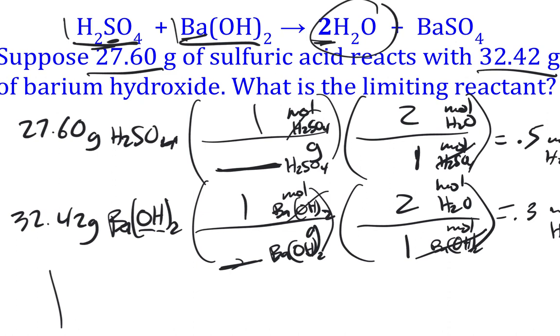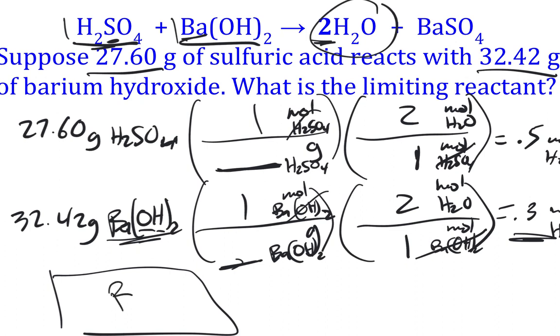And with that, the limiting reactant is whichever one makes a smaller amount of product. So therefore, the reactant that makes the least product is Ba(OH)2. And that is the limiting reactant.